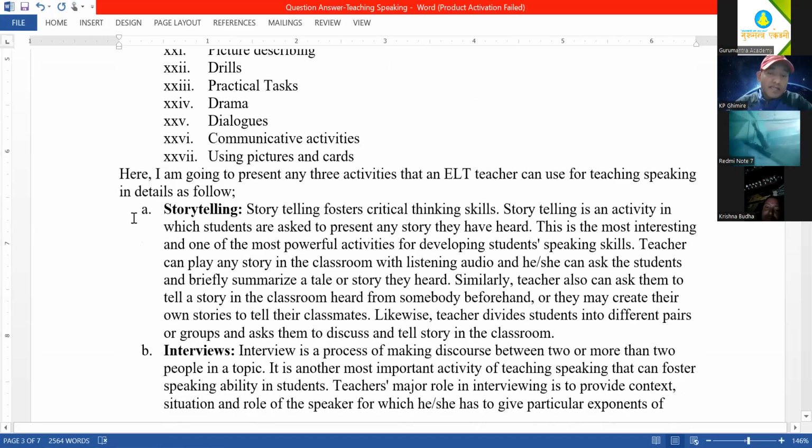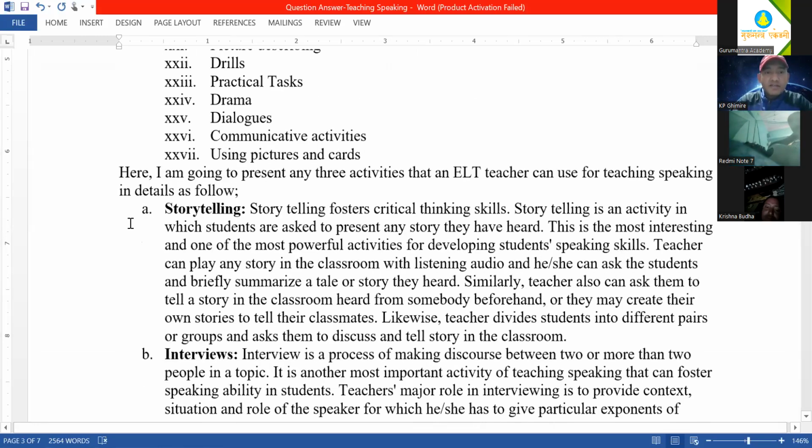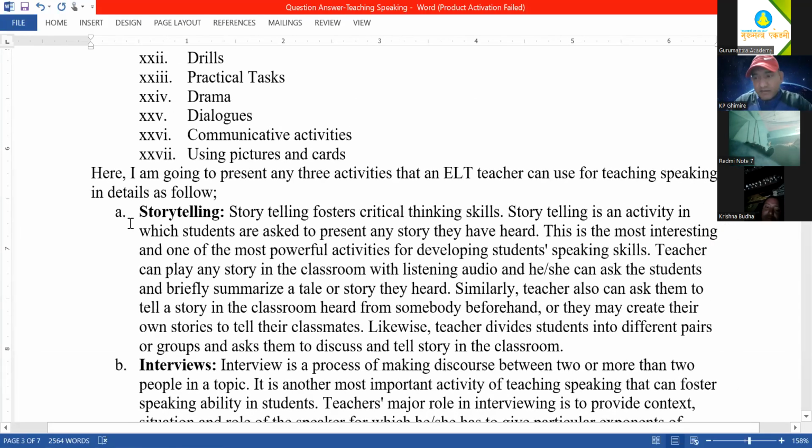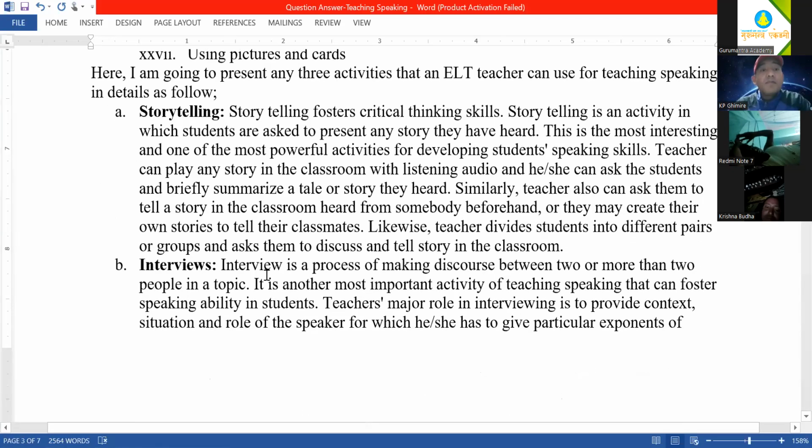For example, storytelling: how storytelling can be used in the class. Storytelling is the process of sharing a recently heard story, or a story shared by the teacher in the classroom. Students later on share it. Storytelling fosters critical thinking skills. Storytelling is an activity in which students have to speak to tell a story, presenting any short story they have heard. This is one of the most interesting and powerful activities for developing students' speaking skills.